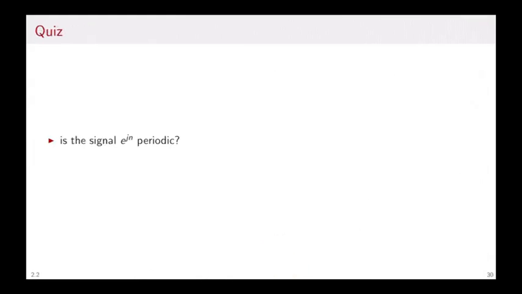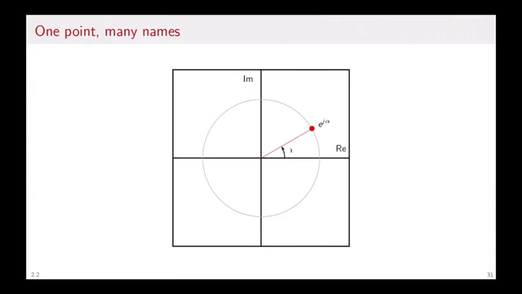The quiz is about whether a signal e to the jn is periodic. On the complex plane, a single point can have many different names, and this uncertainty, in some sense, is one of the reasons why complex exponentials in discrete time are interesting but sometimes difficult objects to deal with. If I write the red dot here, e to the j alpha, I could have also said that it's actually the same, except that I had gone alpha plus 2 pi.